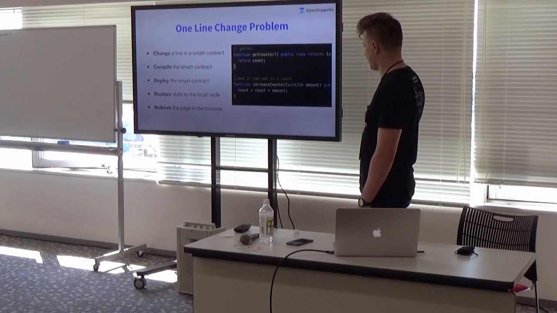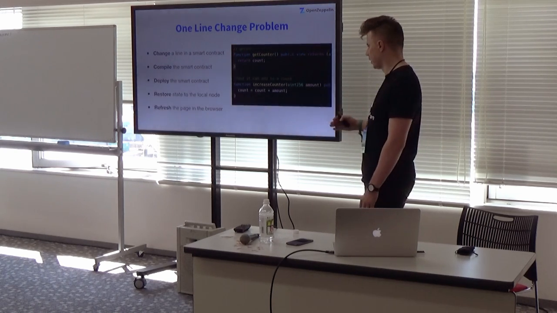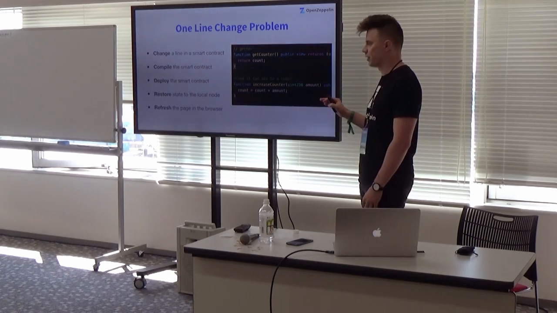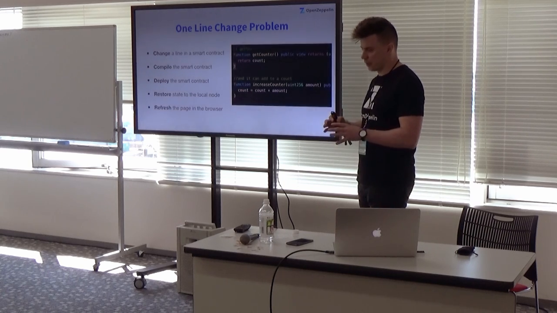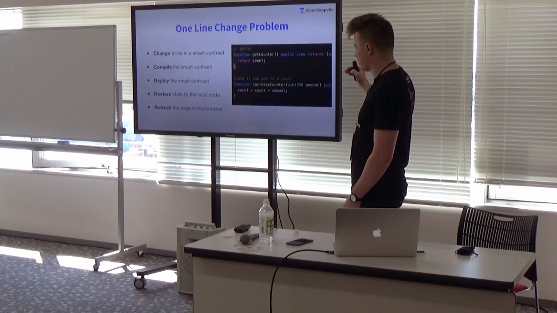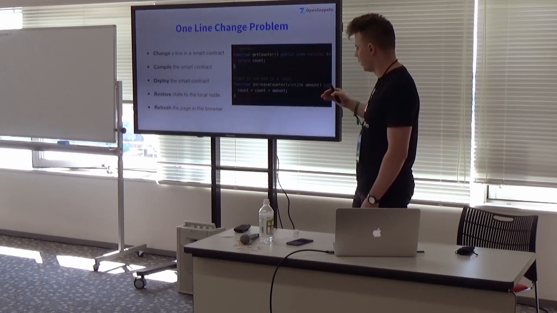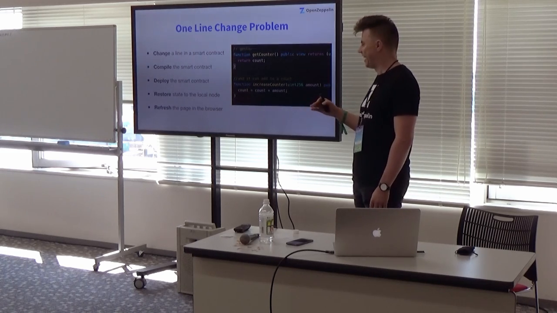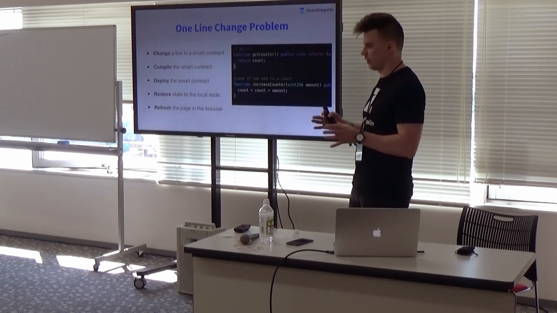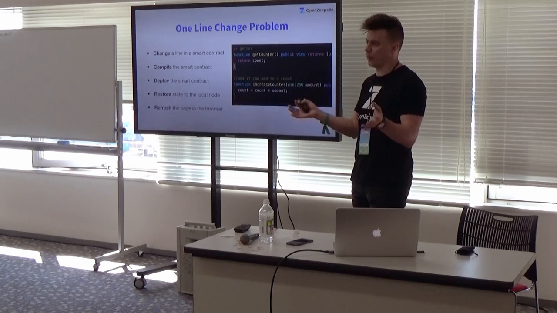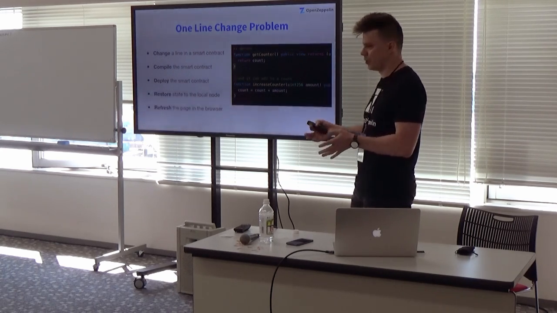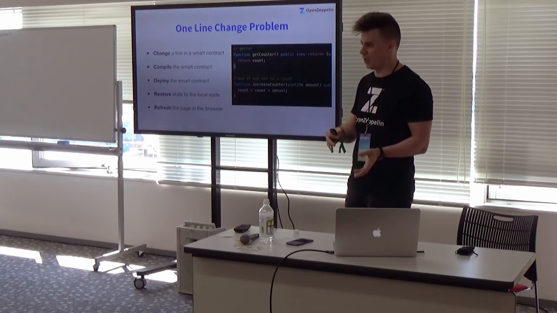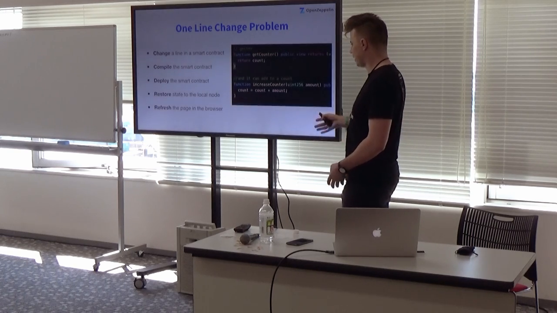I call it the one line change problem. Let's break it down quickly. In order to, at the minimum, change one line of a smart contract which is tied to some front-end app, you have to change the smart contract, then compile it, then deploy it, then restore the state. And if you had some complex state, restoring state can be really non-trivial, because once you deploy all the contracts, all your state is gone. And if you were in the middle of debugging some issue, and suddenly you have to redeploy, everything is gone, and I experienced it personally. And then you have to refresh the browser.